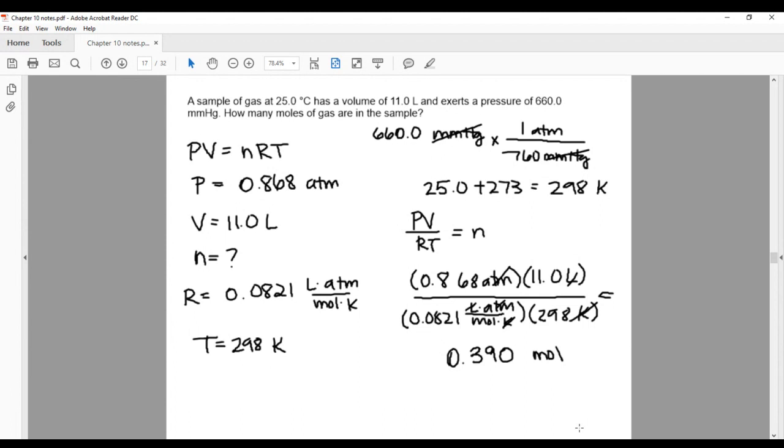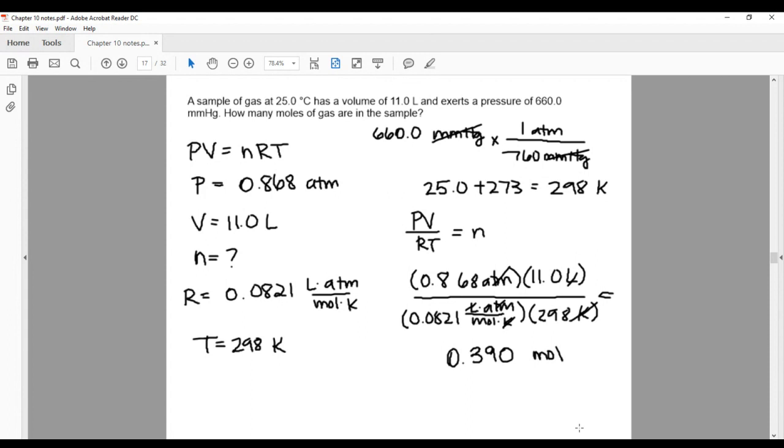So they've given us pressure in millimeters of mercury. So I've got to convert my millimeters of mercury to atmospheres. And I know from the first mini lecture I did here that 1 atmosphere is equal to 760 millimeters of mercury. So I set up my conversion, and my pressure then is 0.868 atmospheres. Volume, they gave it to me in liters. That's what it has to be in. I'm trying to solve for N. I know R, it's the same every time. And then temperature I was given in Celsius, so I add 273 to end up with 298 Kelvin.